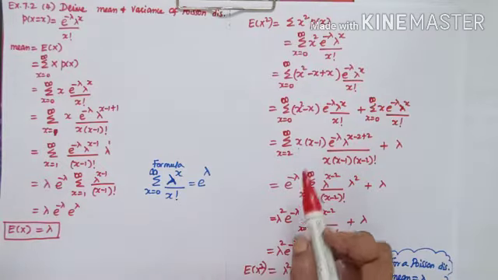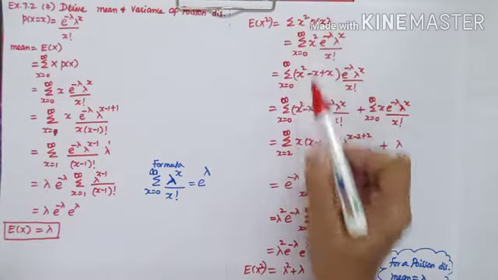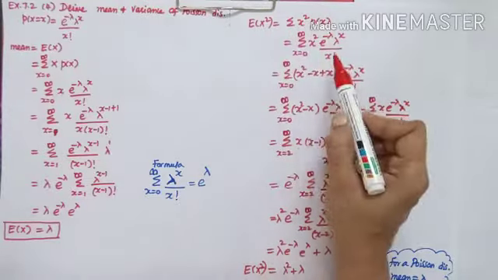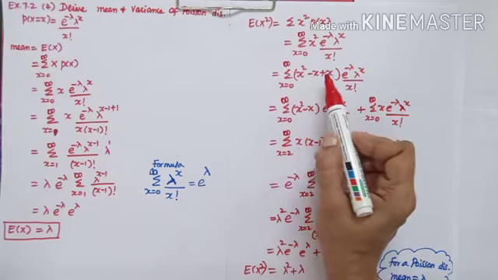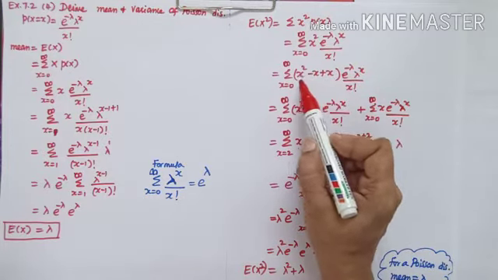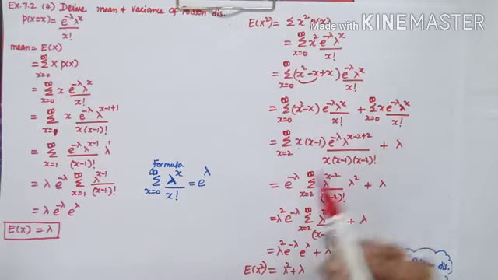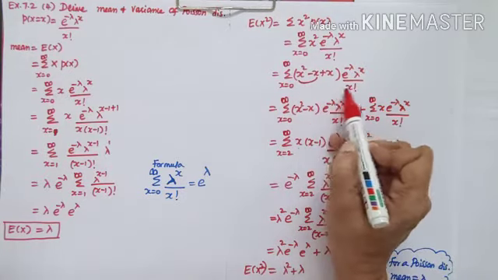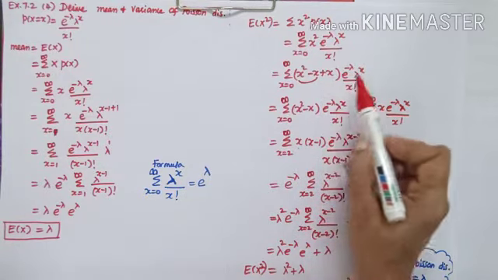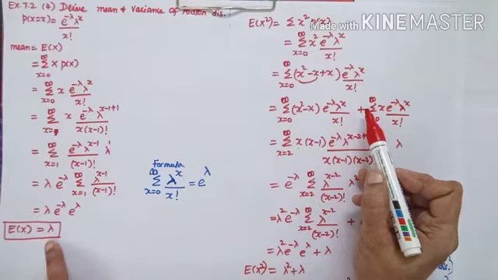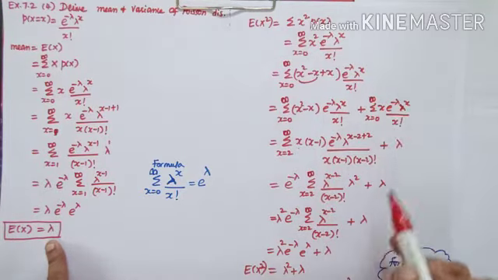Proceeding in the same pattern, e of x square, sigma x square p of x. Again p of x we copy from here. Whenever x square is coming, subtract and add x. Combine the first two terms alone and the third term will come separately. So x into this we already derived as lambda. So x into this term I can simply put lambda.